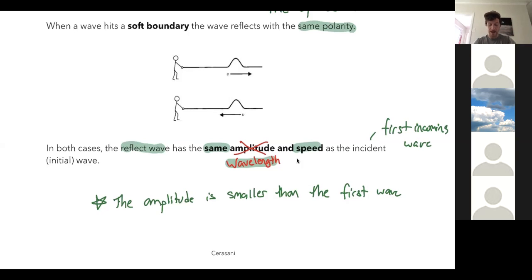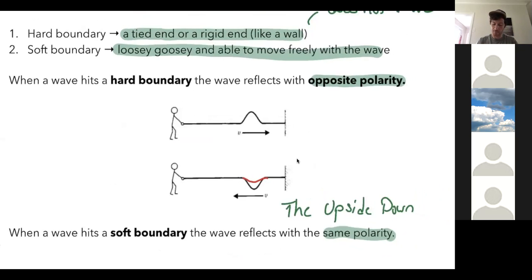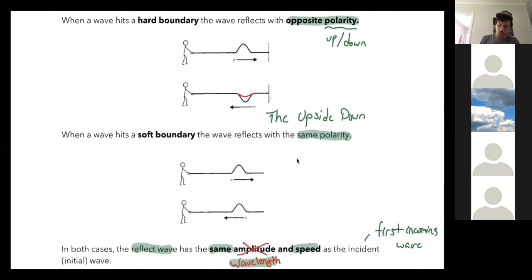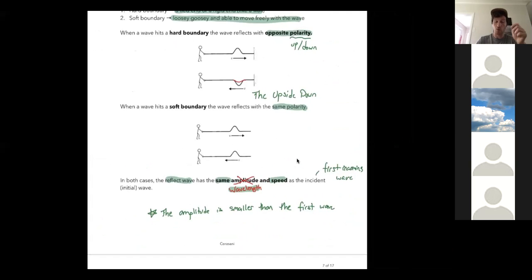So you might have a wave coming back like this, but these ones might be only that big, a smaller amplitude, and that depends on what type of boundary it is. And when I say polarity, this polarity just means it's either up or down. The up is one polarity, down the other one. So one is the normal way, one is upside down. So hard and soft boundaries, that's how things reflect.